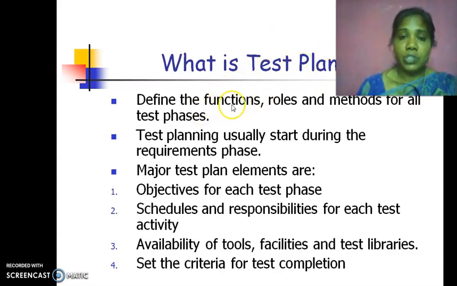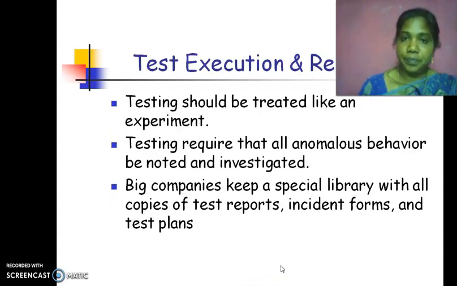First you define the functions, roles and methods for all test phases. Test planning usually starts during the requirements phase. After that come the major test plan elements: the objective for each test phase, schedules and responsibilities for each test activity, availability of tools, facilities and test libraries, and then setting the criteria for test completion.